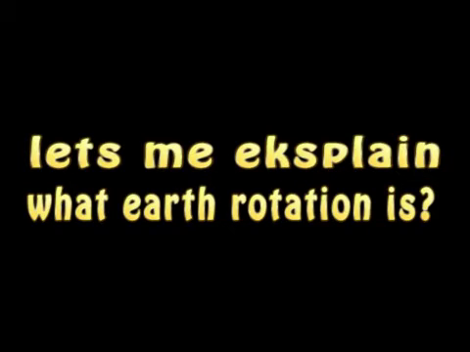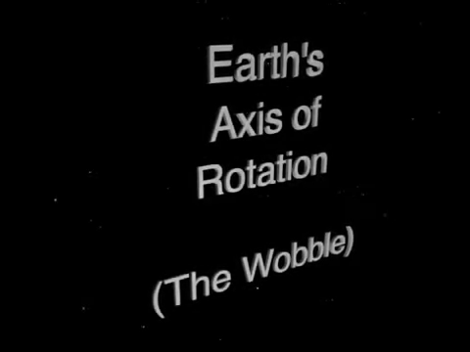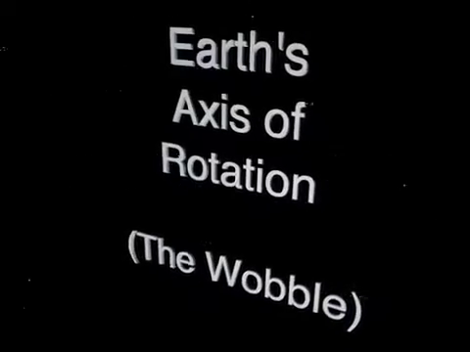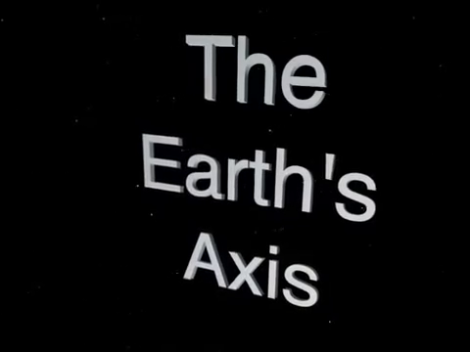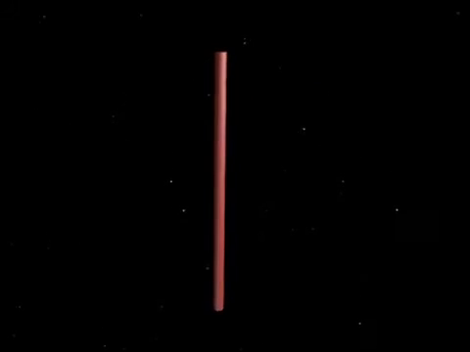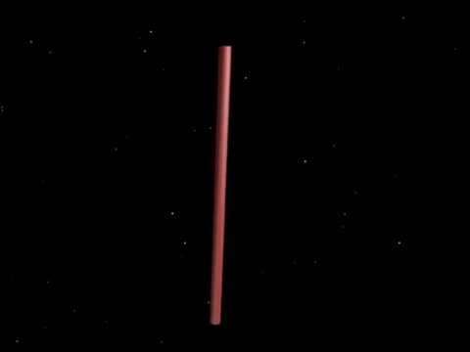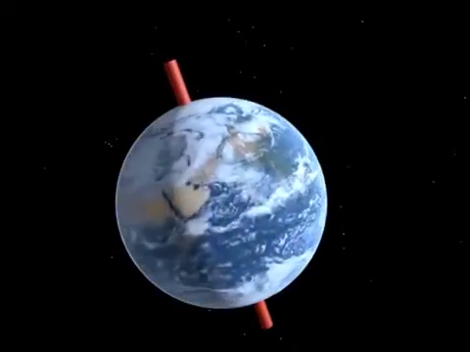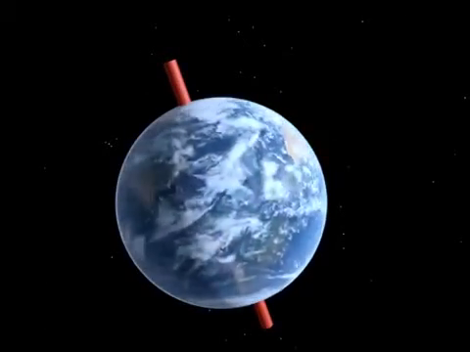Let me explain what Earth's rotation is. The Earth's axis of rotation, or the wobble effect. Let's begin by talking about the Earth's axis. The Earth rotates on an axis that is tilted at an angle of 23.5 degrees. The Earth rotates around its axis once a day.